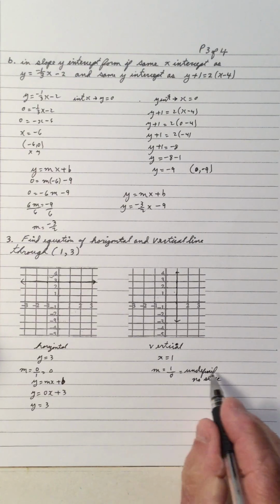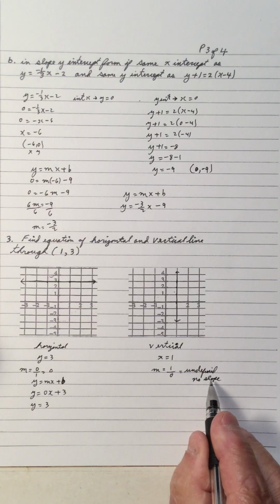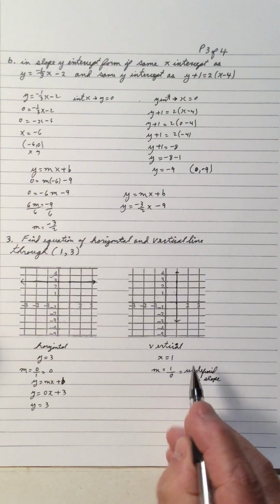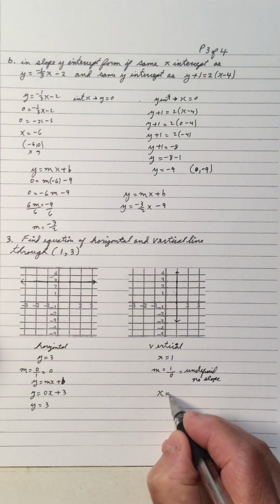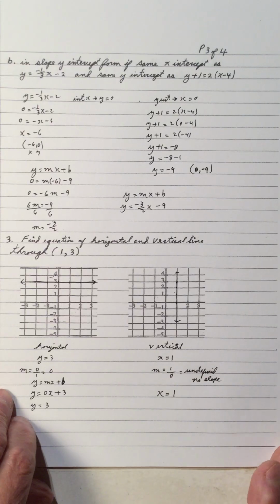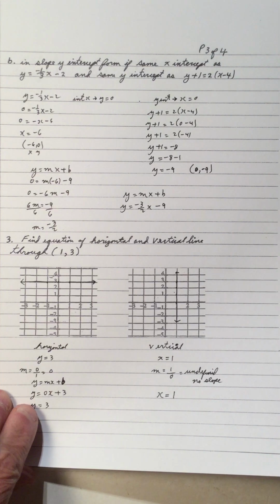But if it's undefined, no slope, same thing, we cannot put it in y equals mx plus b form. So the answer is x equals 1. It's the x coordinate that the line is going through. So a vertical line cannot go into y equals mx plus b form.